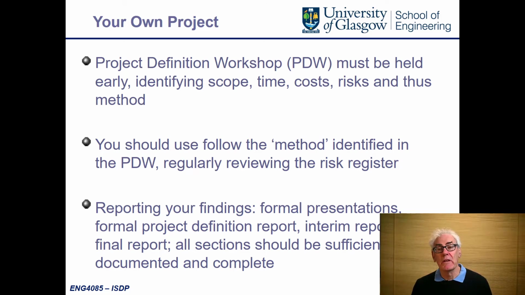I suggest you follow the method identified in the definition workshop of regularly reviewing the risk register. Set up a schedule for team meetings: how often are you going to meet, and where are you going to meet, and report your findings out. The project manager should write a short report after every review meeting detailing the actions that are required, who is going to carry out the action, and when the action is going to be completed. And this will allow you to monitor the speed of how your project is progressing.